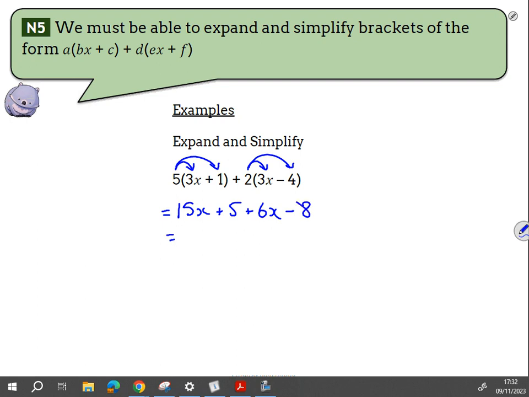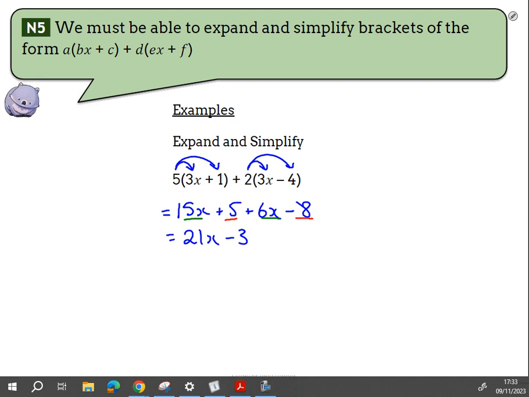We're then going to collect any like terms that we have. So I've got a 15x and a 6x. If I add those together, I'm going to get 21x. And then any other like terms, I've got a plus 5 and a minus 8. Plus 5 minus 8, when I collect the terms together, will be a minus 3. And that, for National 5, is how we expand two single brackets together.